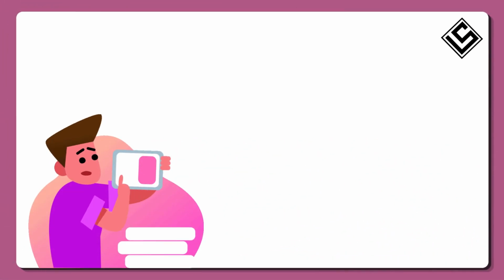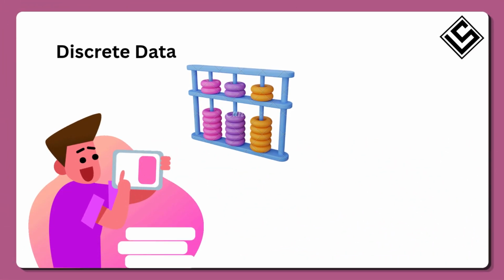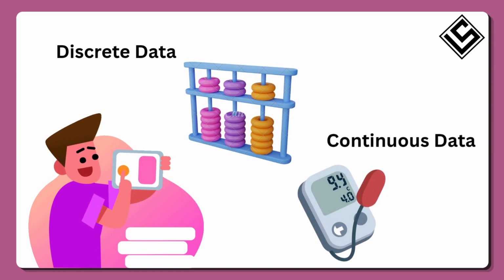So, here's an easy trick to remember. If you count it, it's discrete data. If you measure it, it's continuous data.